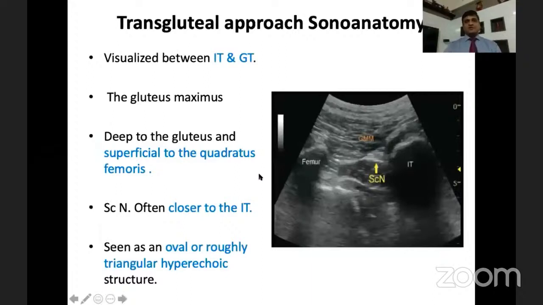This is the sonoanatomy of transgluteal approach. The nerve can be visualized between two hyperechoic bony prominences, that is greater trochanter and ischial tuberosity. This is the lateral side, this is the medial side. Gluteus maximus is the most superficial layer. The sciatic nerve can be seen just deep to gluteus maximus muscle and superficial to quadratus femoris muscle. It is seen as a hyperechoic triangular structure, often closer to ischial tuberosity than greater trochanter.